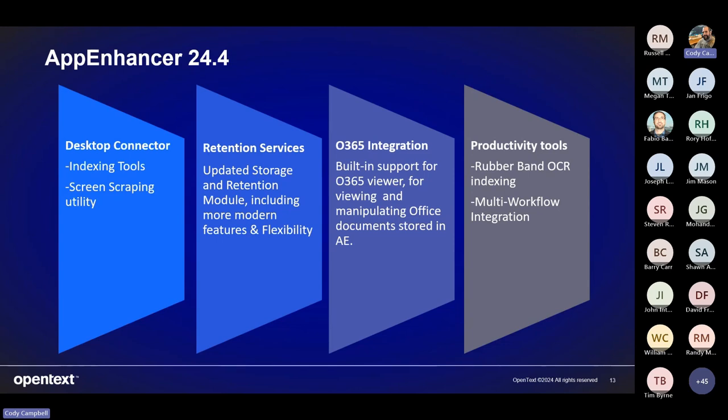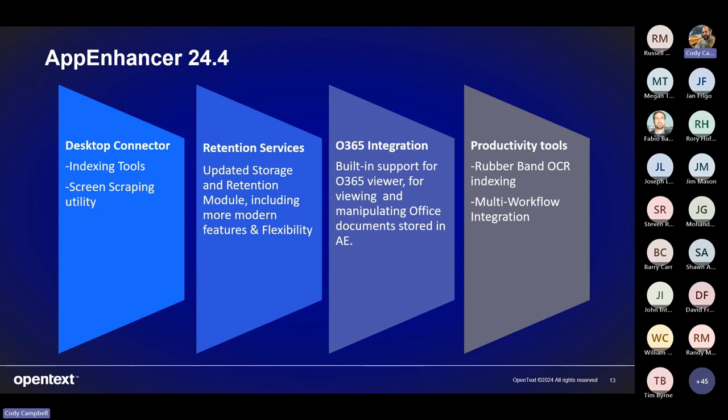And so for here, we're talking about reinventing the service as a pure .NET engine and getting rid of the managed C++ components, making it a lot better for us to modernize the application in the future. Our O365 support is around bringing the viewer for O365 directly into the viewer, like we did with the OOS capability. I'll show that today, and that allows you to manipulate and work with Office documents stored in AE. We'll show that today and what the future of that looks like.